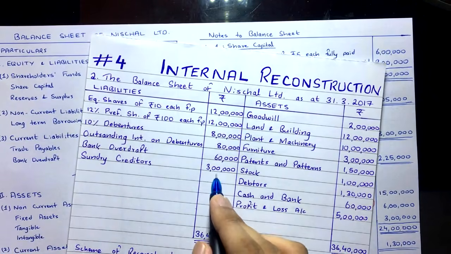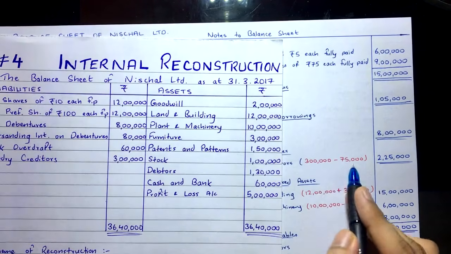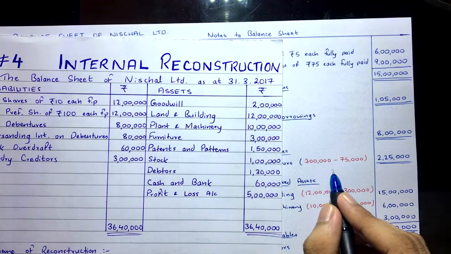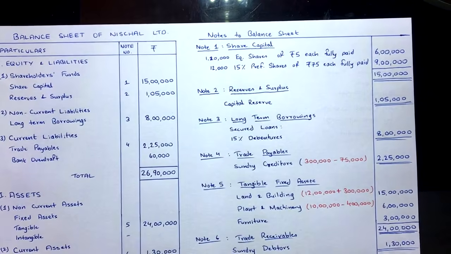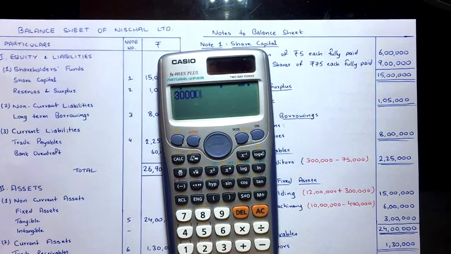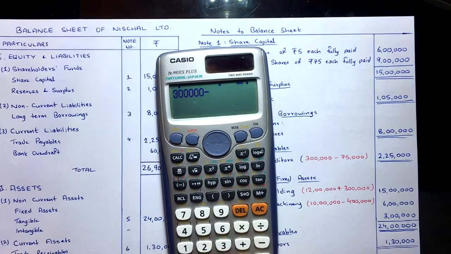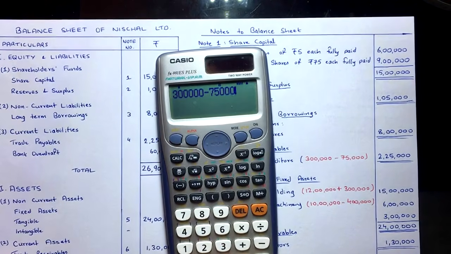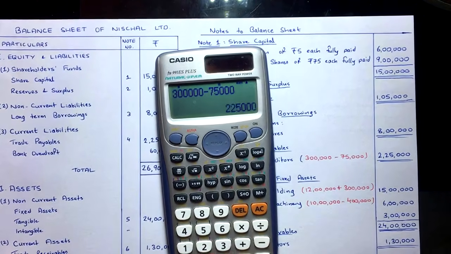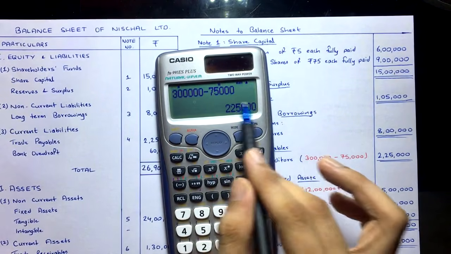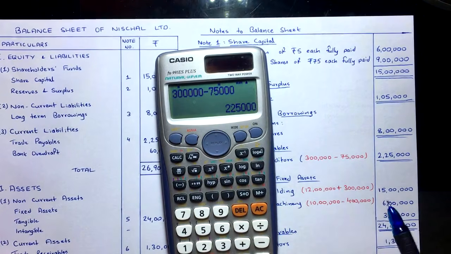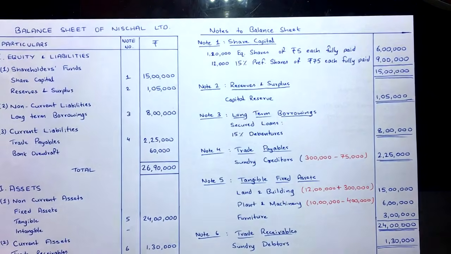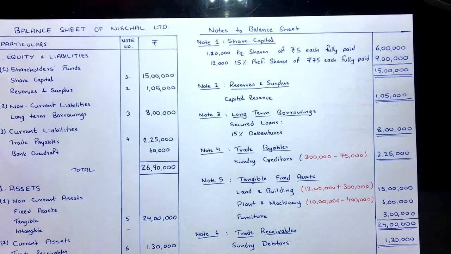So 25% of 3 lakh is 75,000. So we deducted that. Our liability reduced. So 3 lakh minus 75,000 is equal to 2 lakh 25,000, isn't it? See here, 3 lakh was our old creditors and then we asked them to forego their 75,000 claim. That's 25%. So then our new creditors amount would be 2 lakh 25,000. This is our liability. So now this new, updated liability has to be recorded. So 2 lakh 25,000. And then what do we have?